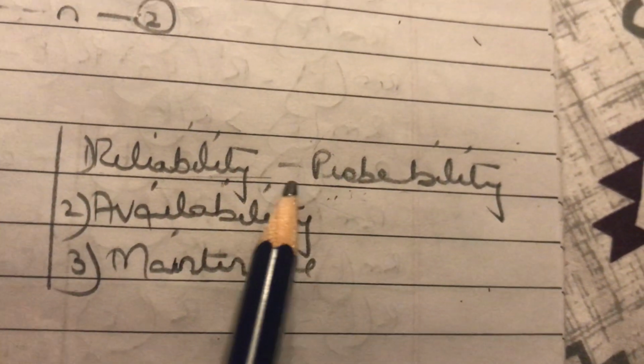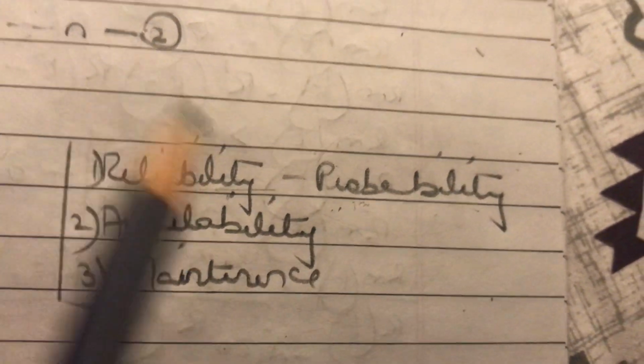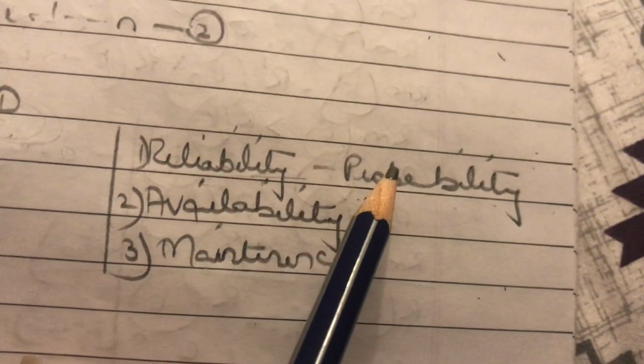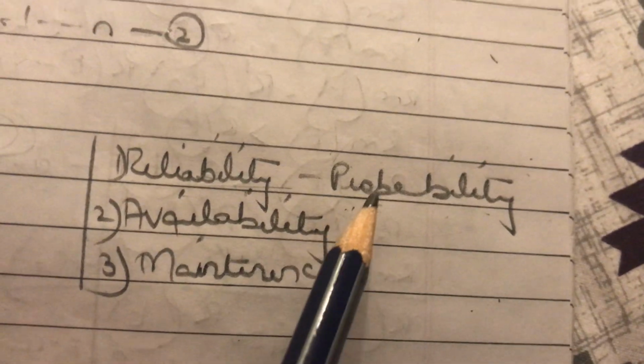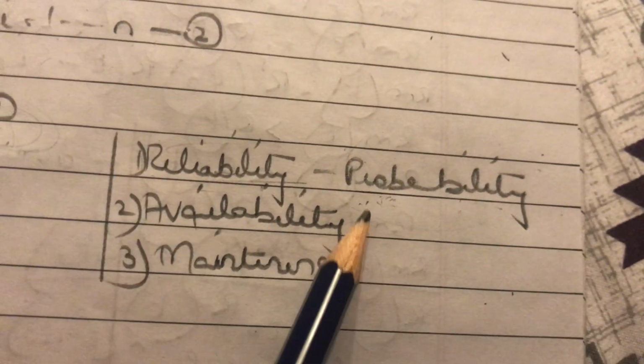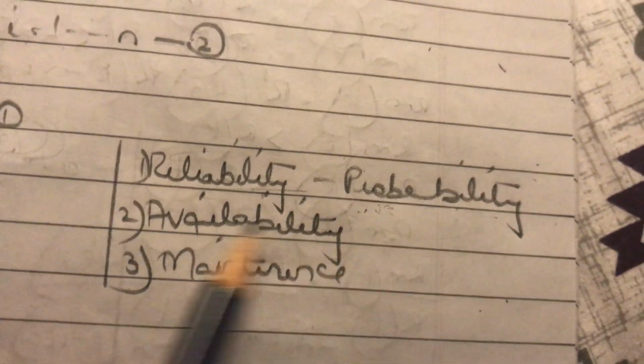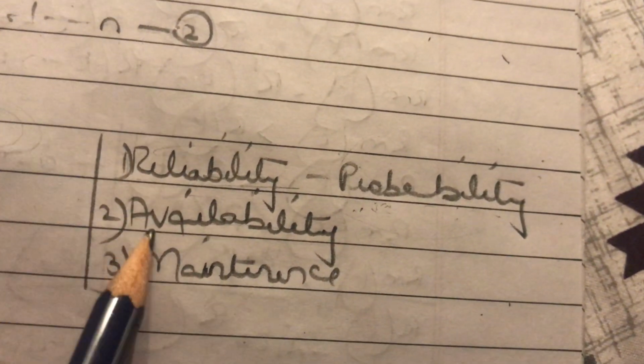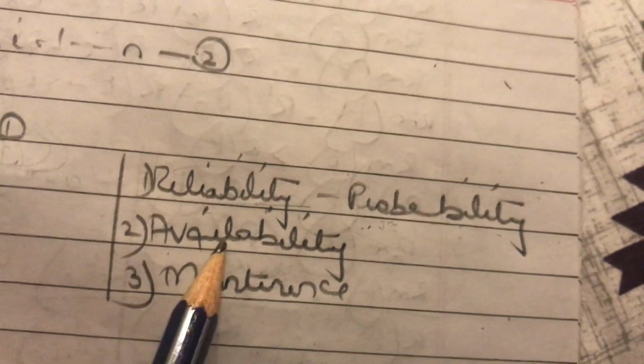For reliability, we have certain missions or failure modes, that is, how the item is going to fail. So this is the reliability. Then we go through the availability. For availability, we have the famous Markov chains.